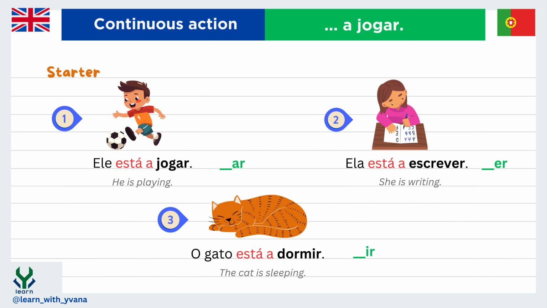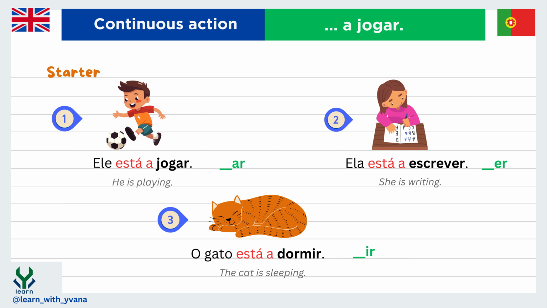In picture number 1, él está a jugar. That means he is playing. In picture number 2, ela está a escrever. That means she is writing. And in picture number 3, o gato está a dormir. That means the cat is sleeping.